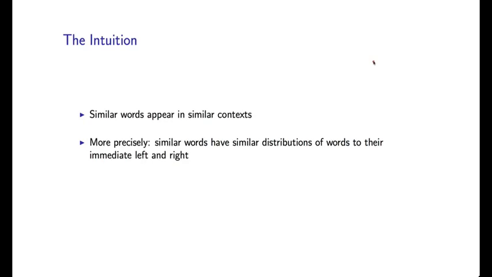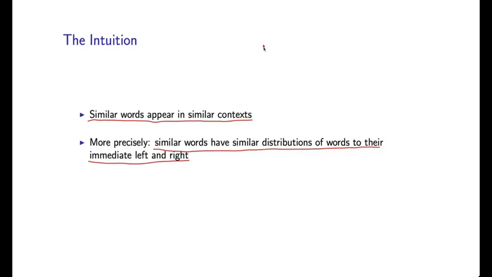The intuition is that if we have a large amount of unlabeled data, we can leverage the fact that similar words tend to appear in similar contexts. Or a little more precisely, similar words have similar distributions of words to their immediate left and right.